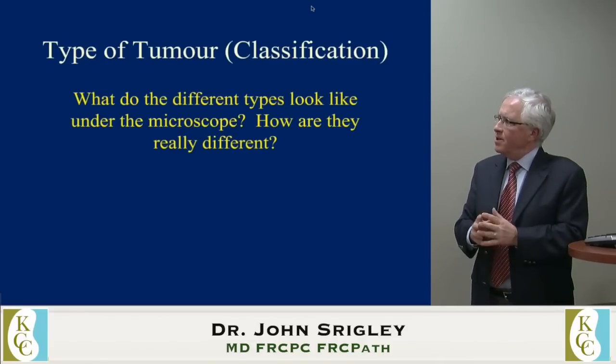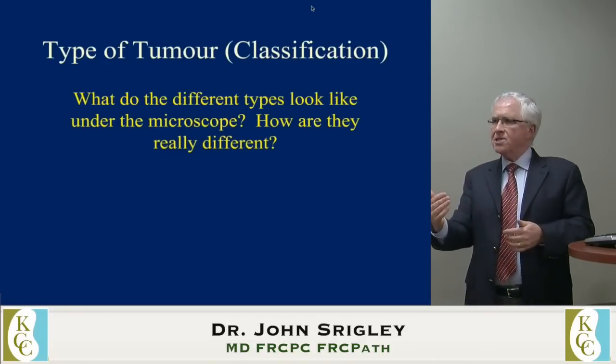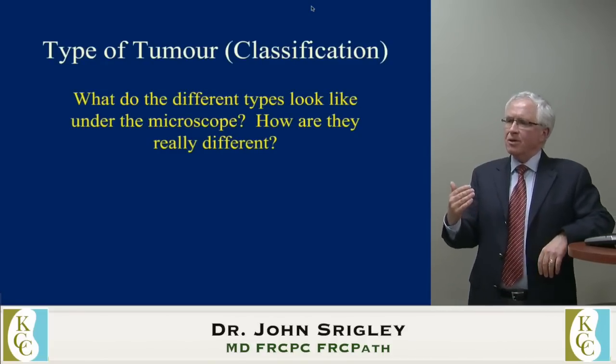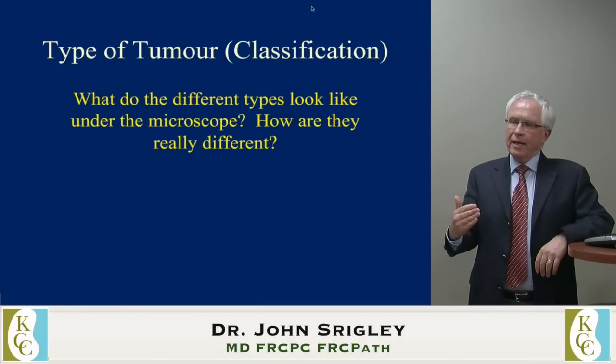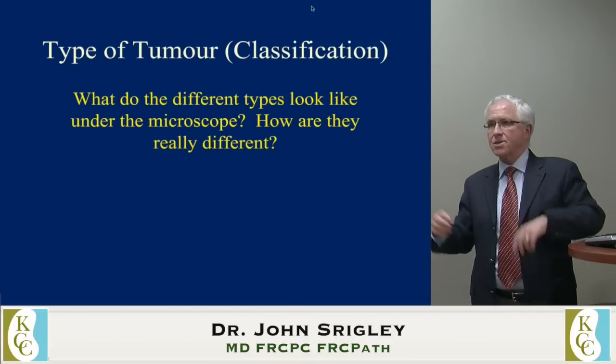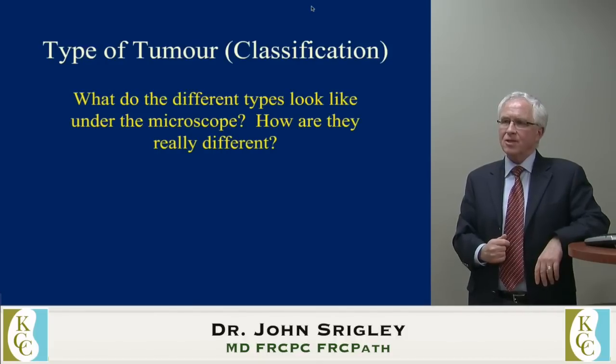So then what do we do as pathologists? So we get these slides on the case, and basically what we're going to do is look at the slides and try to figure out, is this tumor a benign tumor or is it a malignant tumor? So a malignant tumor is one that is cancer. That's the term we use for a malignant tumor.